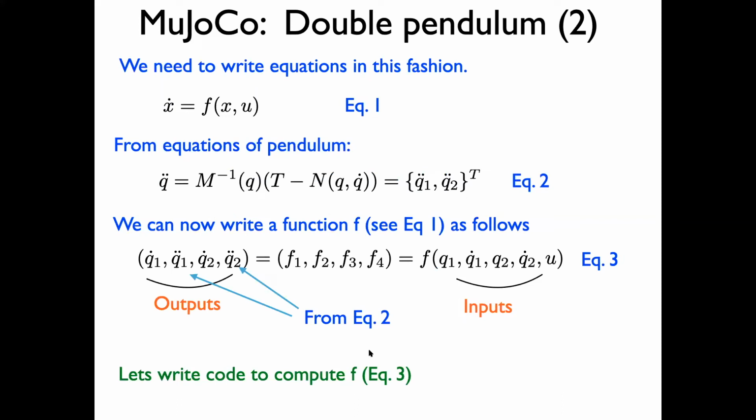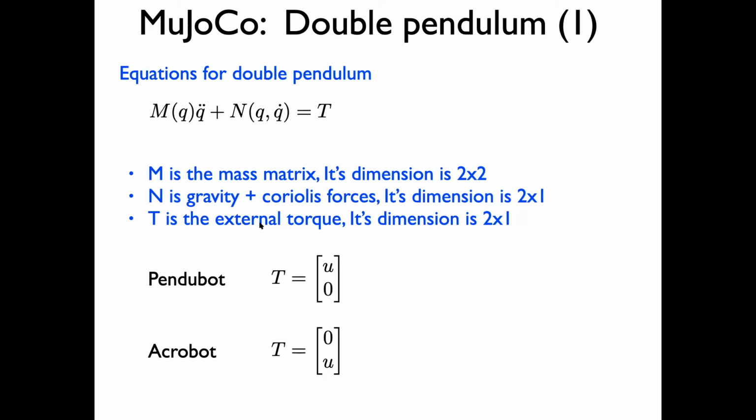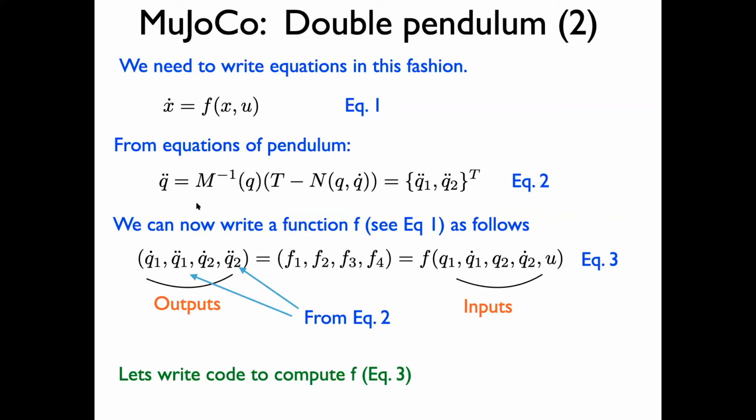Okay, so now we have x dot equals f(x, u). We need to find what f is. What we'll do is invert this equation. As I said, the analytical formula is not available, but numerically we can do this. We take this equation and solve for q double dot. If you solve for q double dot, you have M inverse times (T minus N). What q double dot contains is q1 double dot, the acceleration of the first link, and q2 double dot, the acceleration of the second link. And that is what you get.